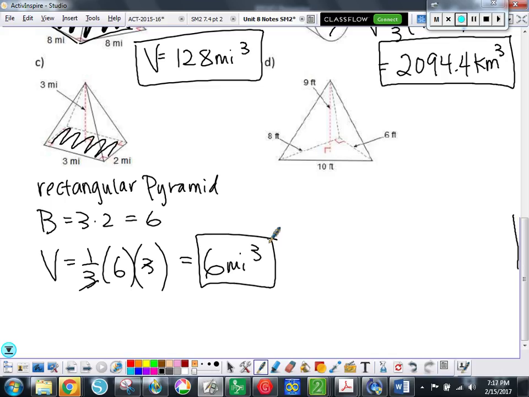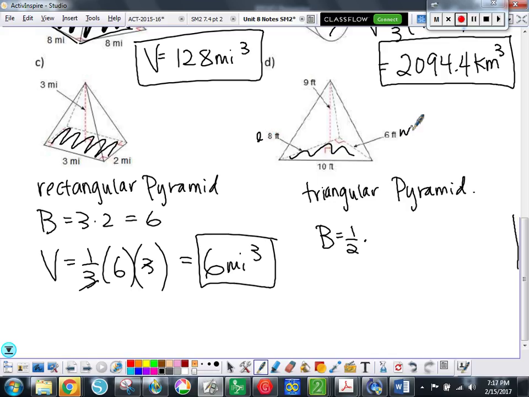Okay, so the base shape on this one is a triangle. To find the area of a triangle, it's 1/2 times your length times your width. So 1/2 times 8 times 6 would be, 4 times 6 is 24.